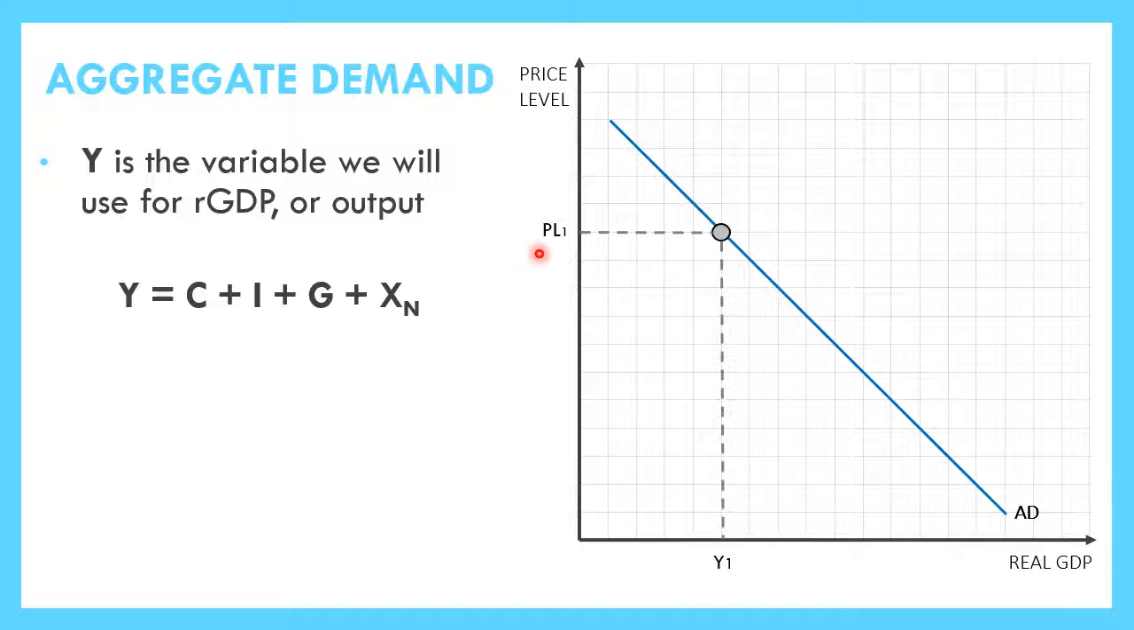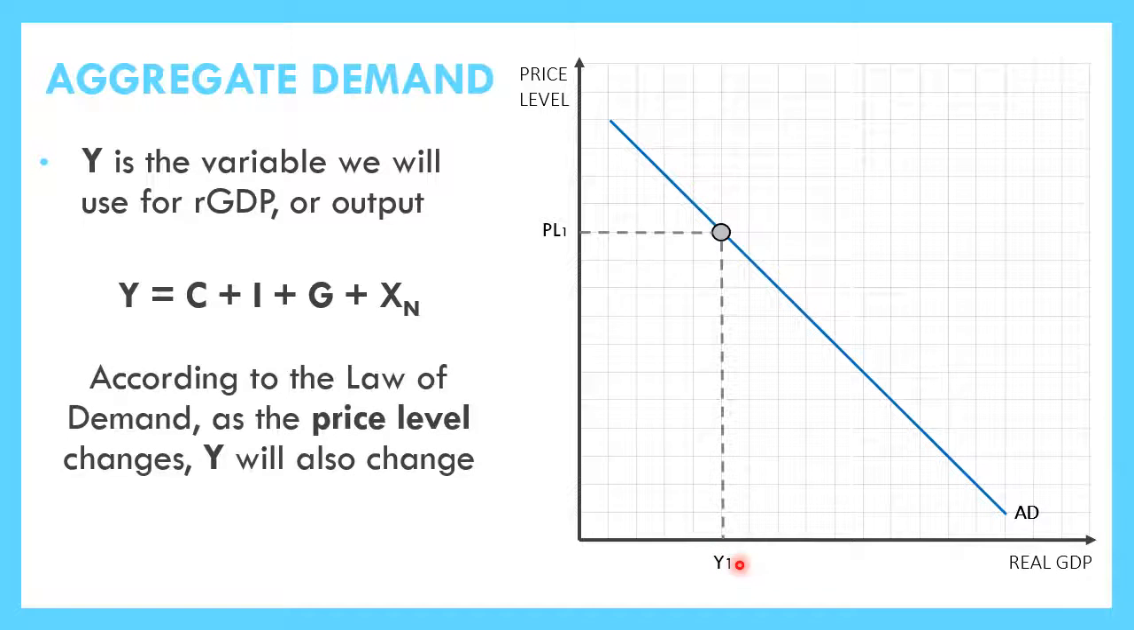So let's say we're hanging out here at price level 1, output Y1, and what we see here is that according to the law of demand, as that price level changes, like let's say that price level goes down, so does our output. So as the price falls, we see that according to the law of demand, the total demand for goods and services is going to increase. Again, as prices go down, your $100 buys you more stuff. And so the total demand across the economy is going to increase.